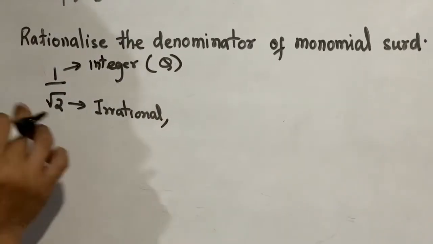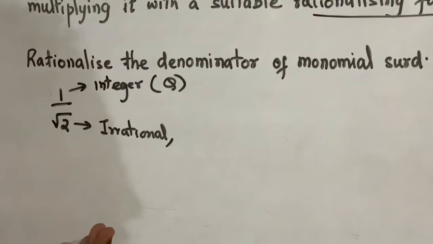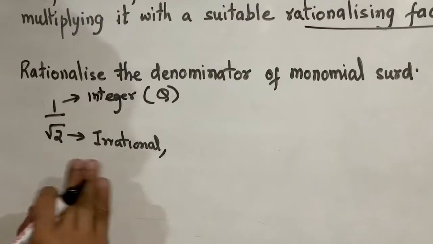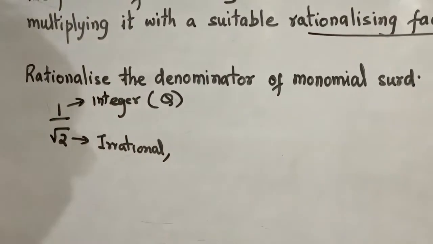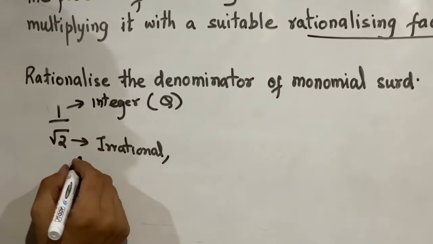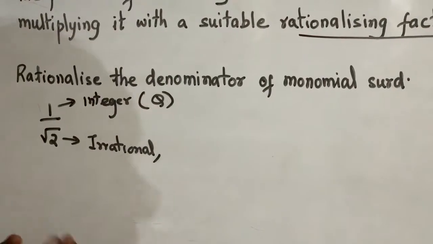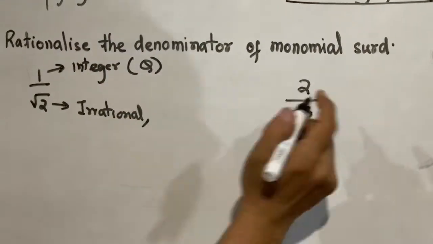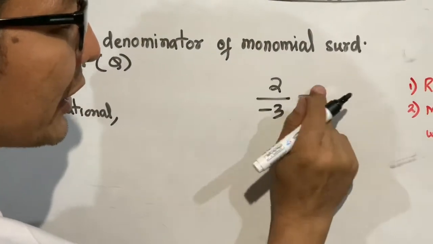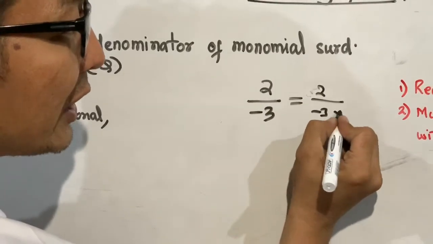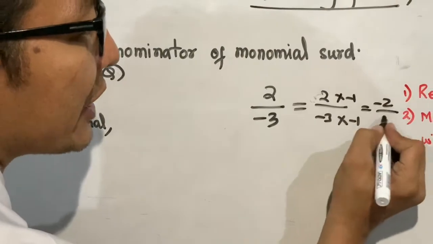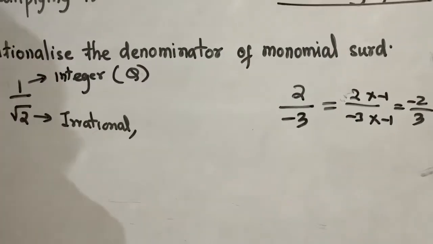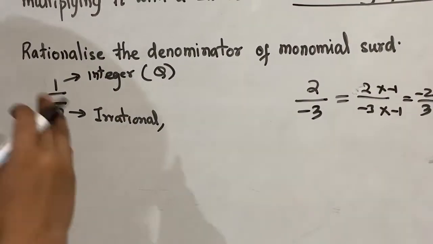The square root of a non-perfect square is an irrational number. Numbers which are not perfect squares inside the root are irrational numbers. In the example, the numerator is rational and the denominator is irrational. Also consider 2 upon negative 3. For standard form, we multiply by negative 1, so it becomes negative 2 upon 3. So this is in standard form.